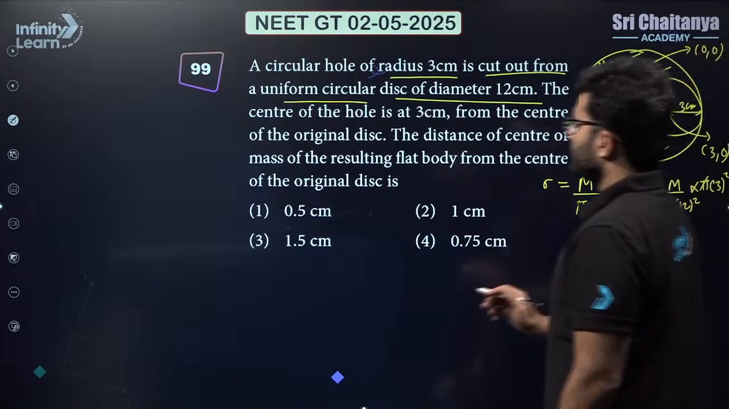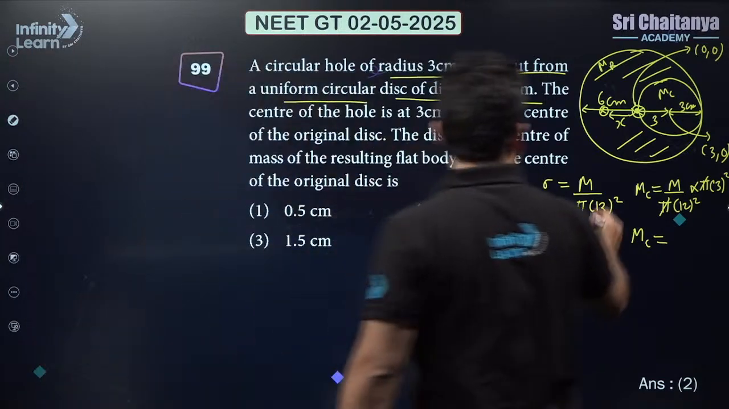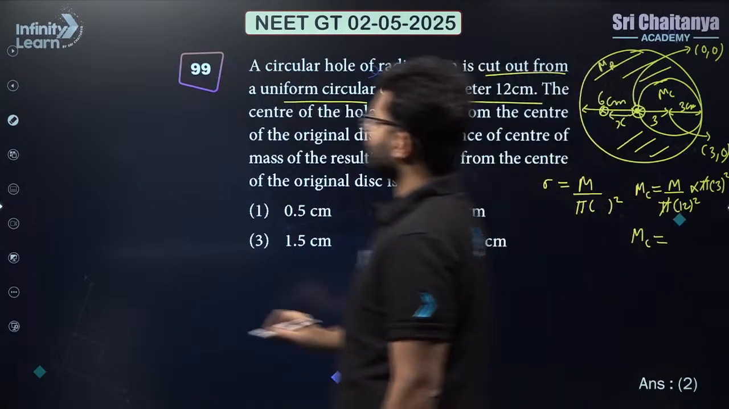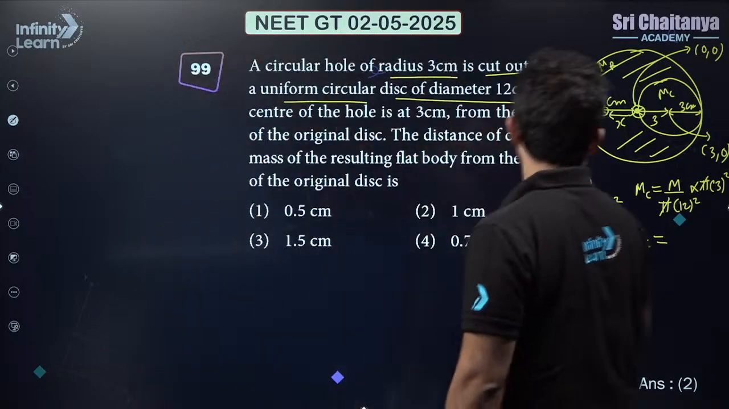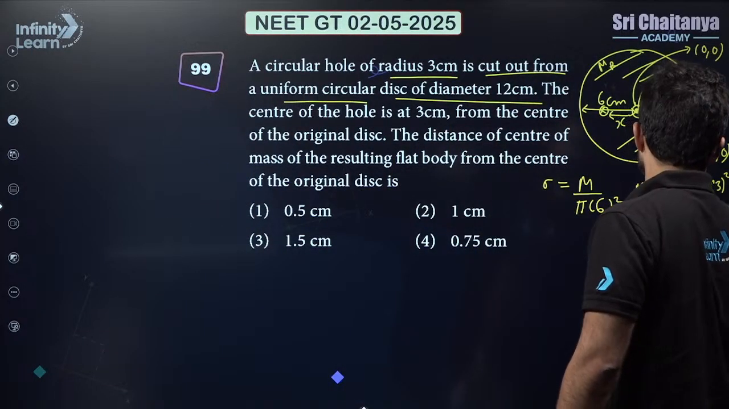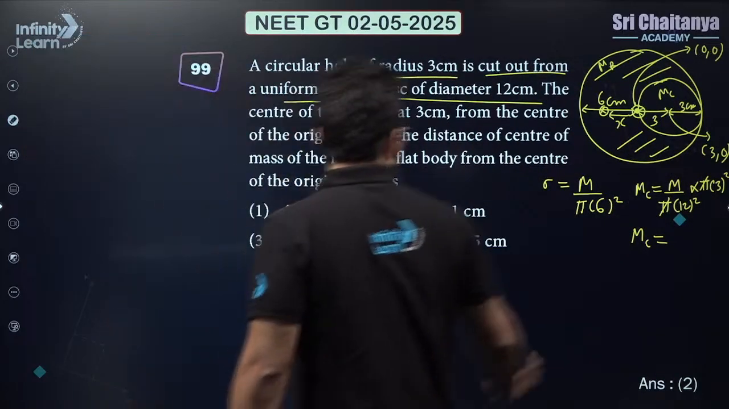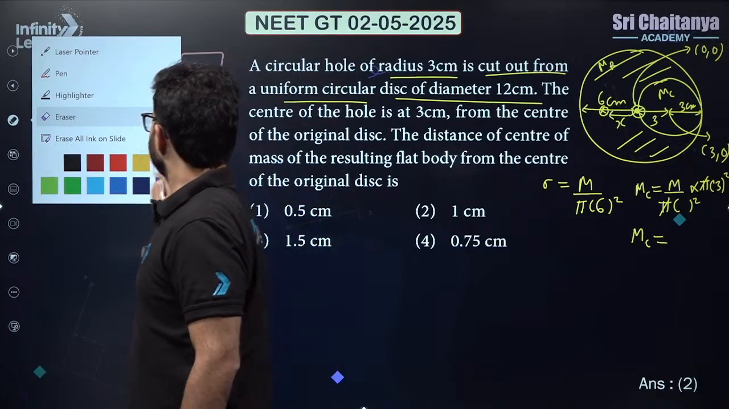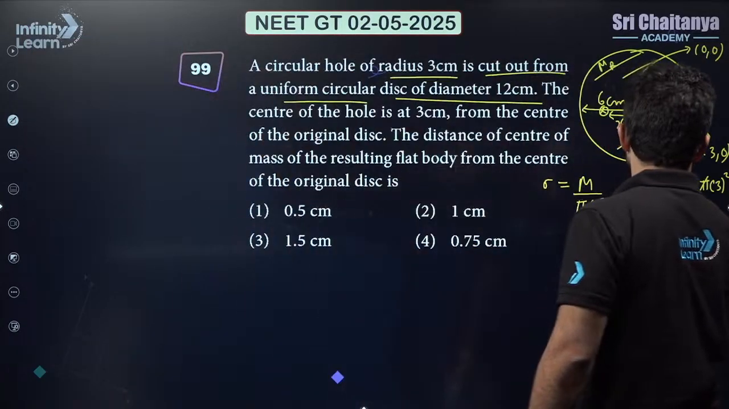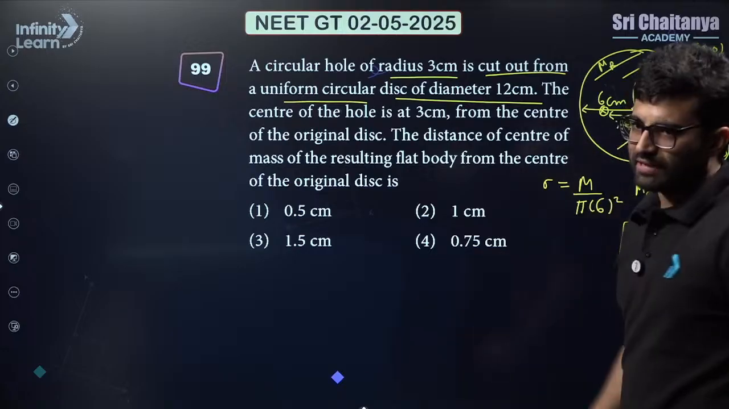Sorry, just a minute. This is not 12, this is actually 6. I'm so sorry. So the diameter is 12, the radius is 6. So here also we'll have to do this with 6. So you will get m by 4. So this is the relation between the masses, correct?